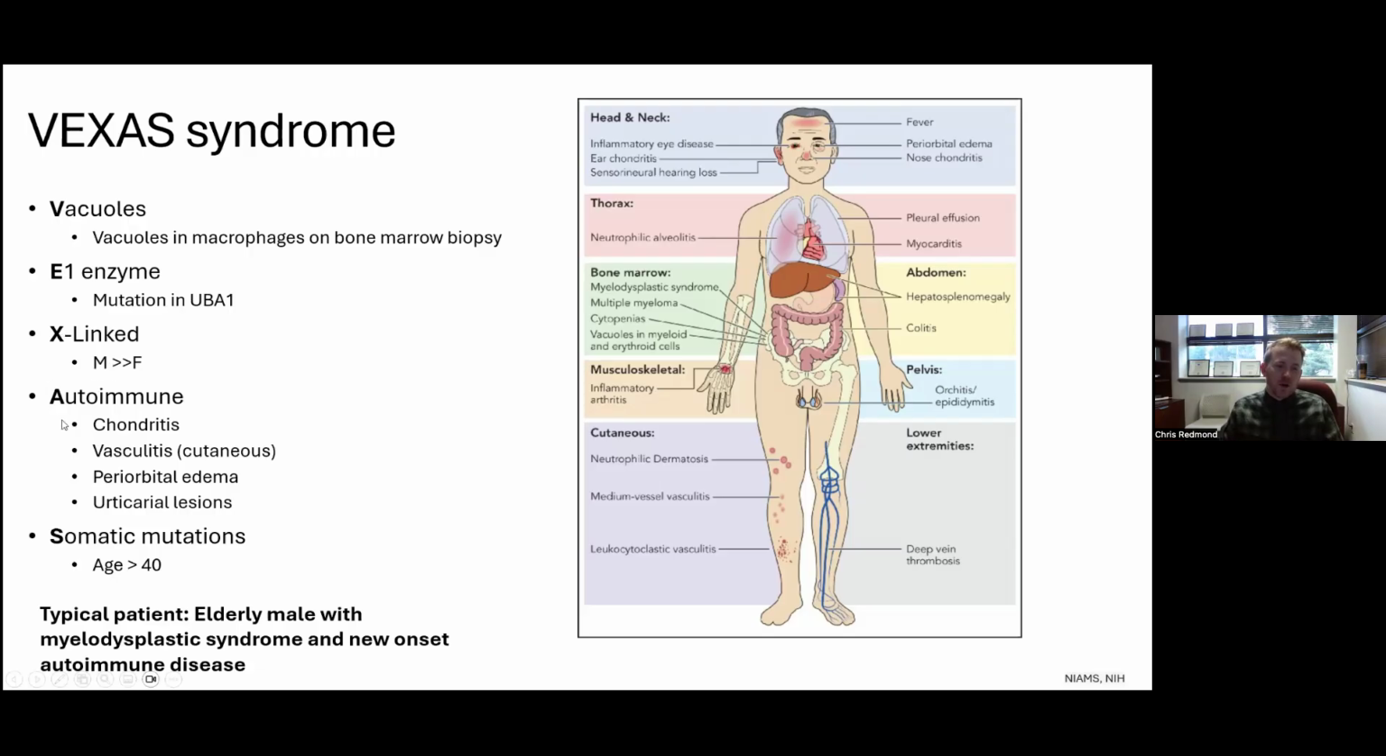These patients have autoimmune disease, so things like chondritis, vasculitis, periorbital edema, urticarial vasculitis. And these are somatic mutations. This is a genetic condition, but it's not something you inherit. It's something you develop over time, like cancers. So typically, your typical patient is an elderly male with myelodysplastic syndrome and some type of new onset autoimmune disease. Here's the list here. You can go on and on, but cutaneous involvement, inflammatory arthritis, myositis, myocarditis. Any of these things can happen.